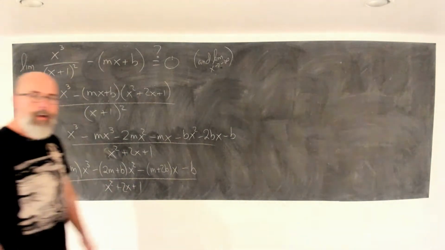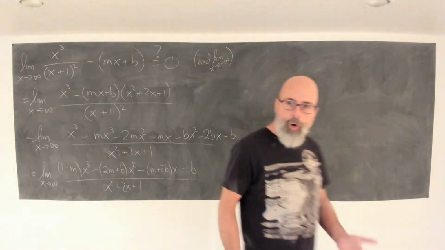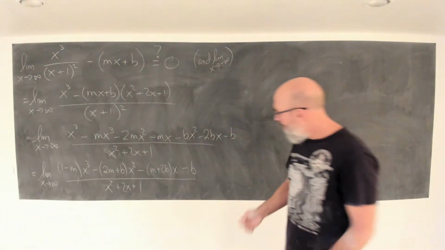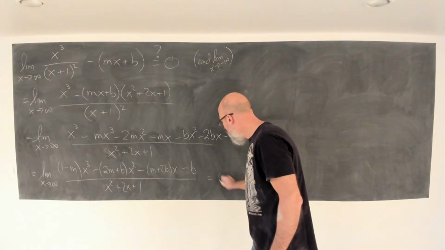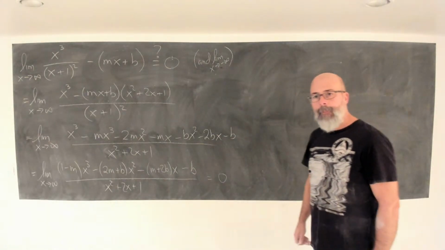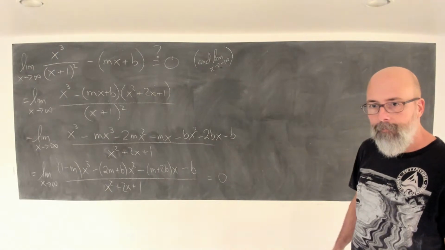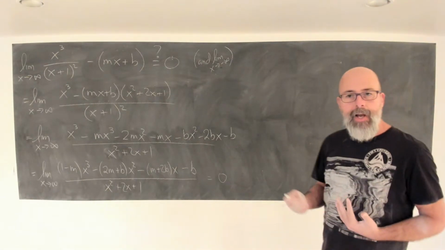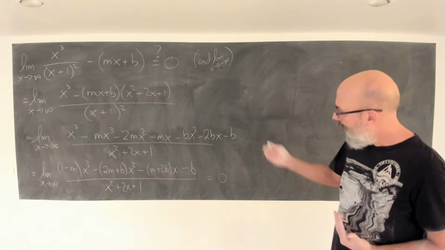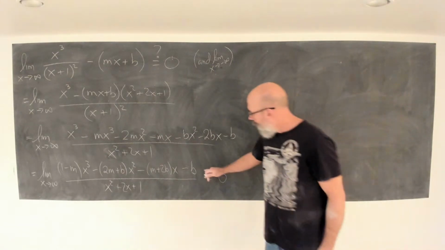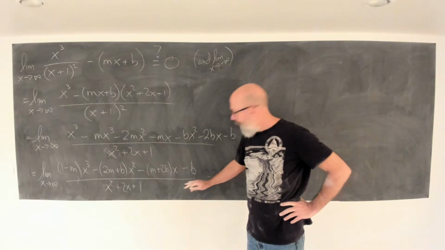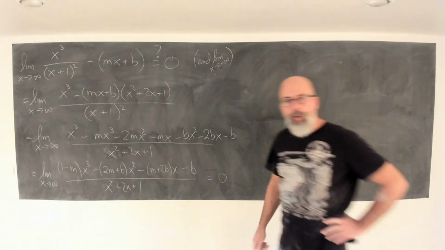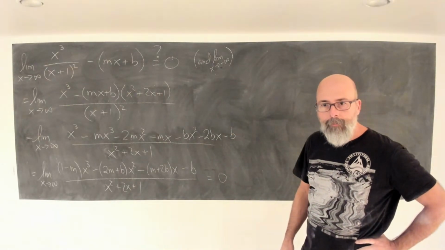There it is. And what is our hope here? Our hope is that this limit is equal to 0. That's what we want. Now take a step back and look at what's happening. On top, you have a polynomial of degree 3. On the bottom, you have a polynomial of degree 2.